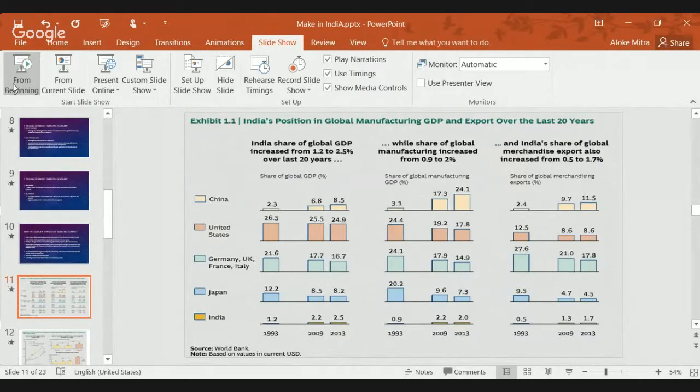China's share of global manufacturing is remarkable, from 3.1% to 24.1% in 2013. So that is 8 times in roughly 20 years. Whereas what have we done? We have started from 0.9% to 2% of global GDP. We are way short in our manufacturing contribution in world GDP too.